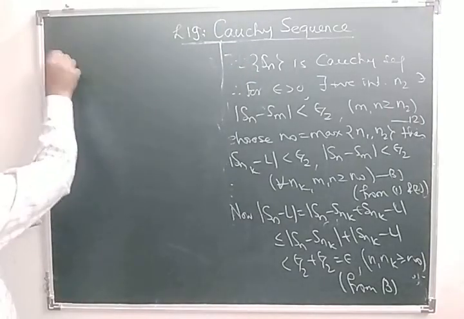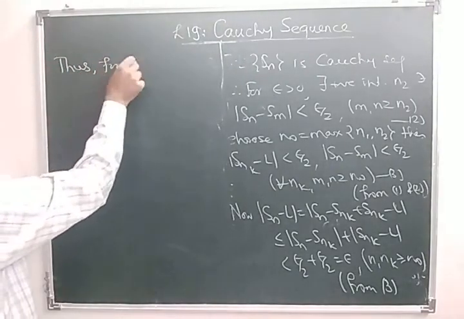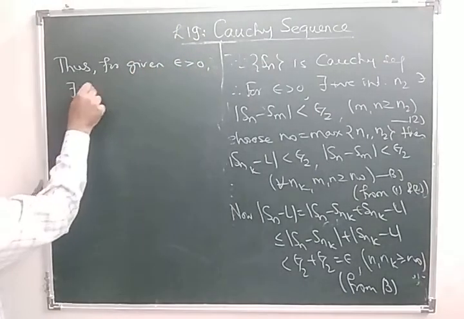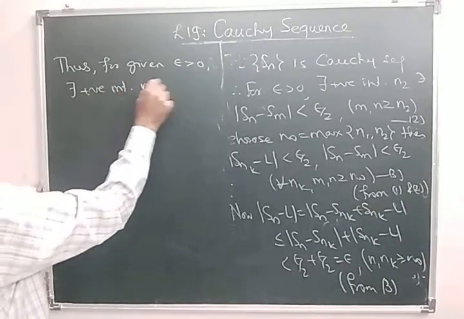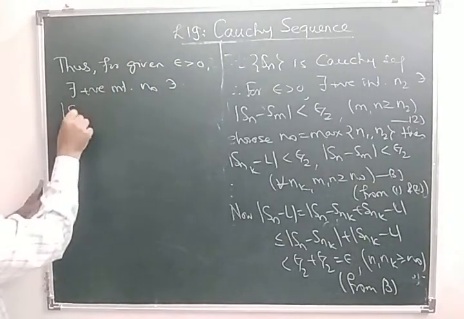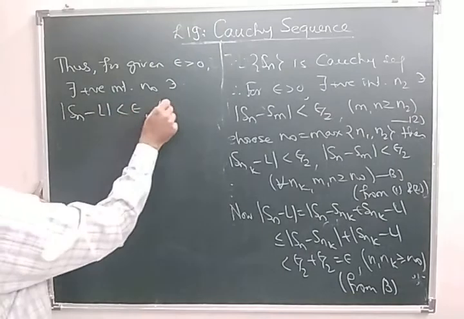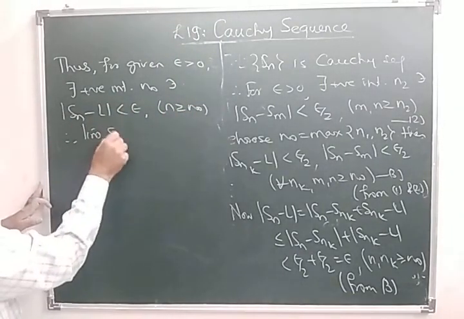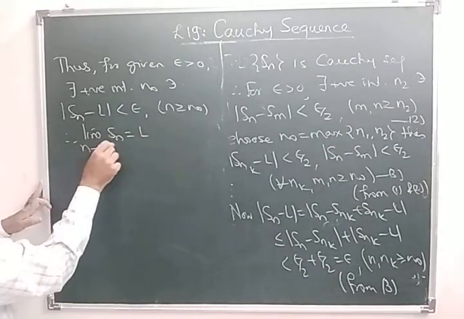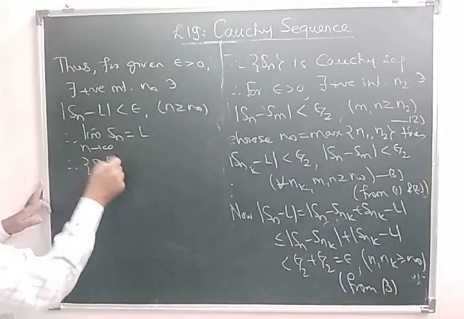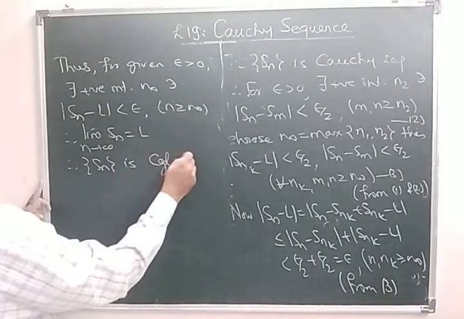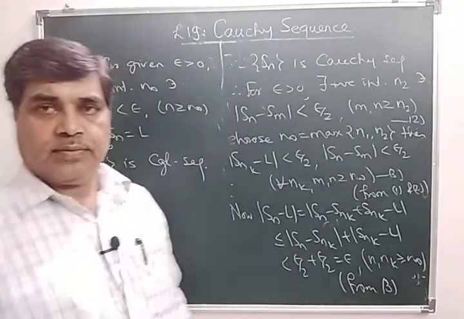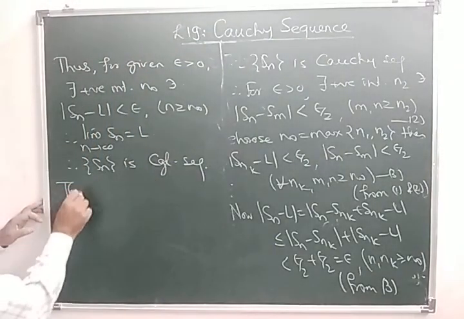Thus for given epsilon greater than 0, there exists a positive integer n0 such that mod of Sn minus L is less than epsilon for any n greater equal n0, and therefore limit of Sn is equal to L. Therefore Sn is a convergent sequence. Thus every Cauchy sequence is convergent.